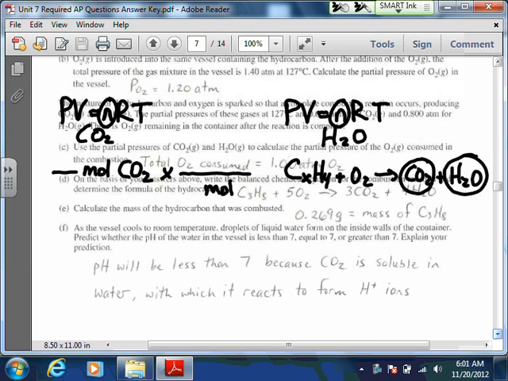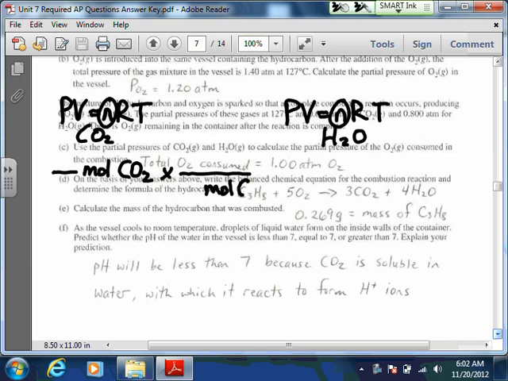Okay, so if we figure out how many moles of O2 are in the CO2, and we figure out how many moles of O2 are in the H2O, that's going to tell us how many moles of oxygen got used up here. Okay, and then we can go back to pressure. So again, I know that's a little bit strange, but this is the way we're going to do this.